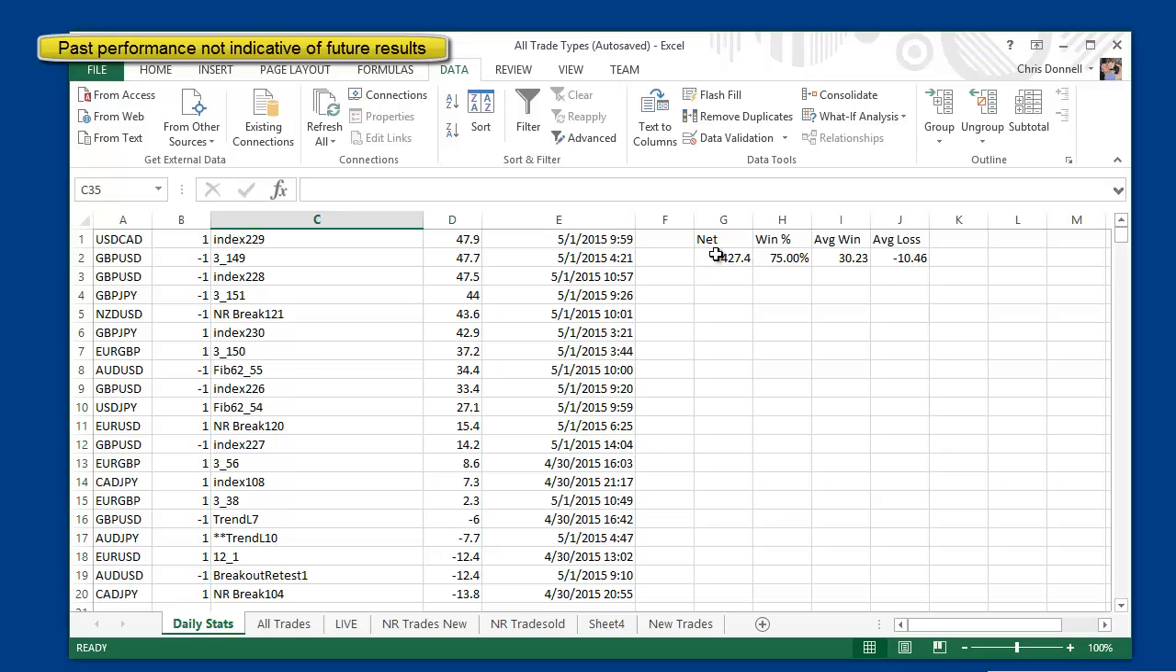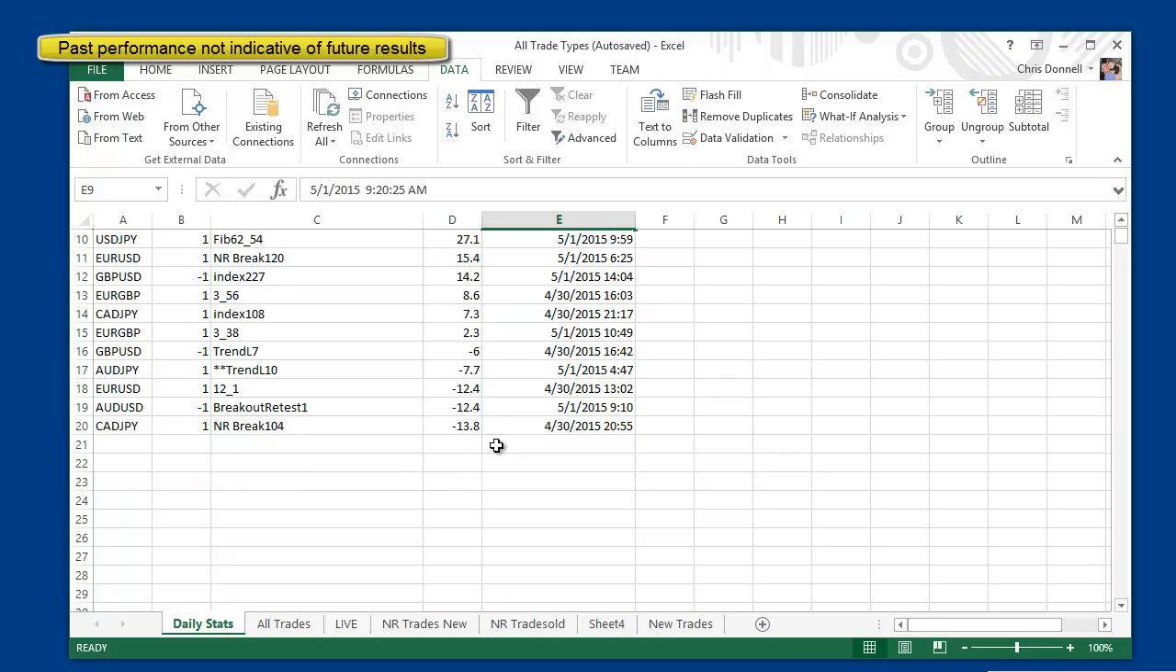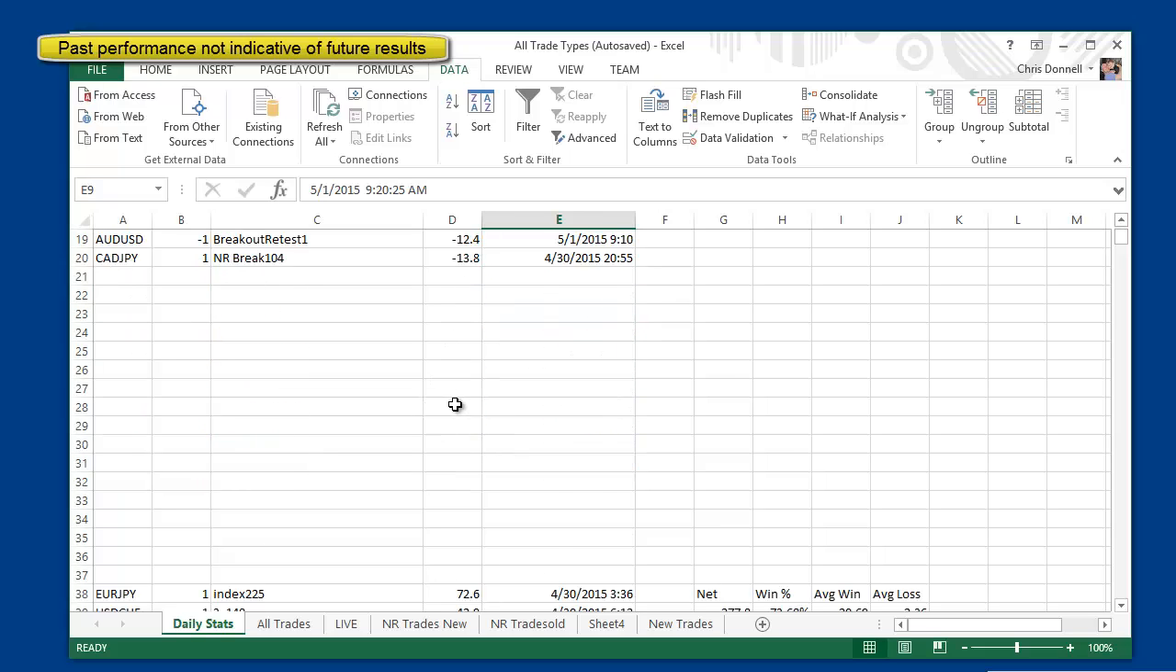On Friday, 424 pips, 75% winning, 30 pips bigger average win, and 10 pips average loss. I try to like days that the average loss is around 6 or 7 pips, no more. So today, Friday, it had a little bit too many 10 plus pip losses.